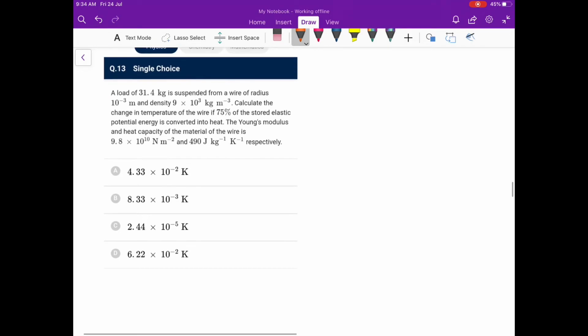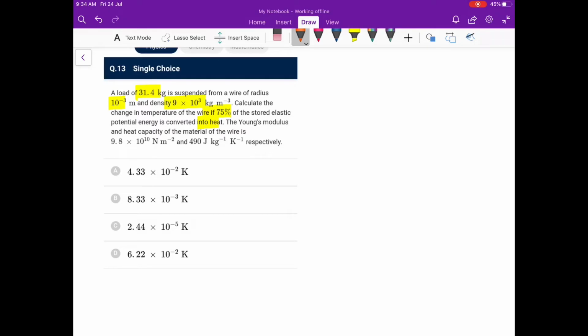So the 13th one. A load of 31.4 kg is suspended from a wire of this radius and density. Calculate the change in temperature if 75% of the stored elastic potential energy is converted into heat. So it is suspended from a wire of radius and density this, so the change in energy.